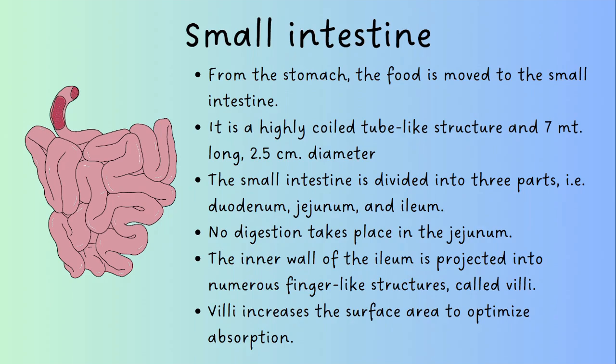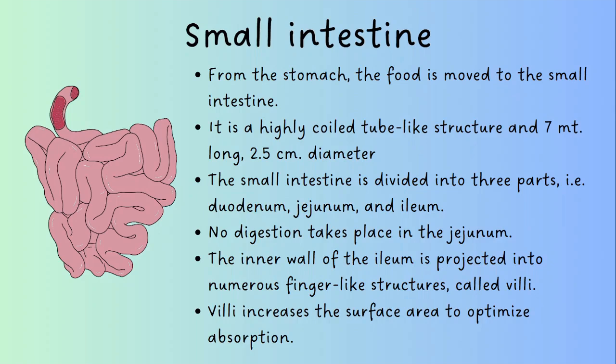Then let's see the small intestine. From the stomach, the food is moved to the small intestine. How does the small intestine look? It is a highly coiled, tube-like structure and is very long. How much? 7 meters long and 2.5 centimeters in diameter. The small intestine is divided into three parts: duodenum, jejunum, and ileum.